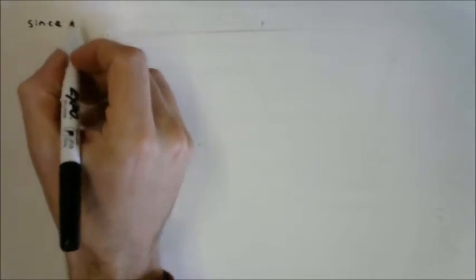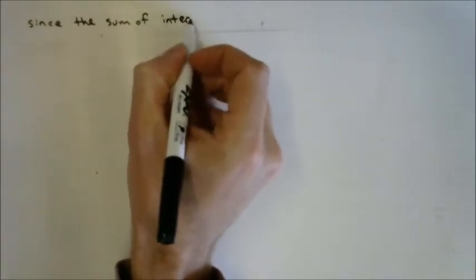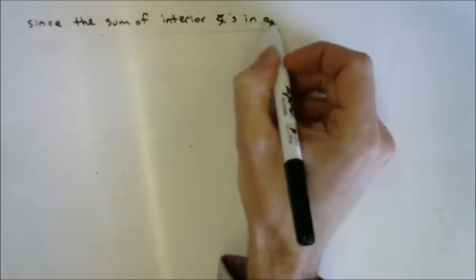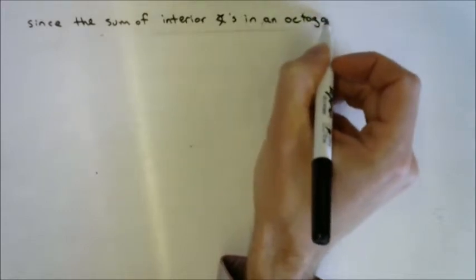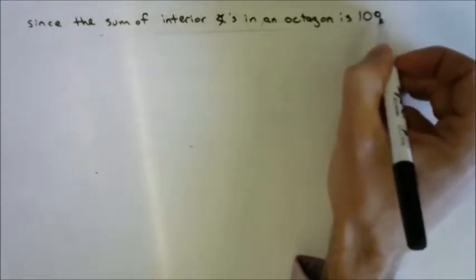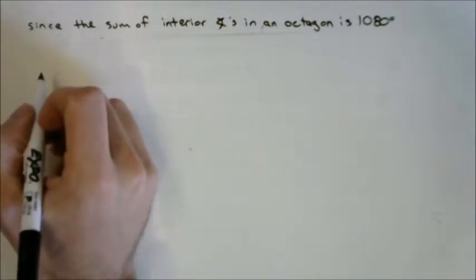Example 2. Find the measure of each interior angle of a regular octagon. So this is what you just asked. Basically, we just use our answer from example 1. We know that since the sum of interior angles in an octagon is 1080 degrees, there are two different ways to do it.